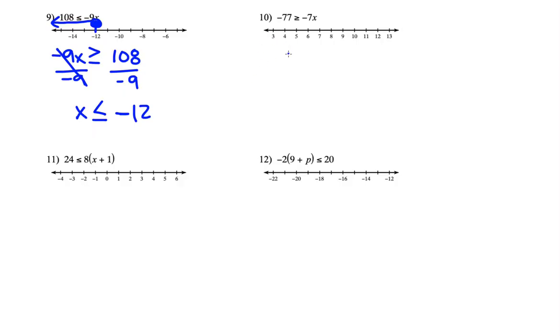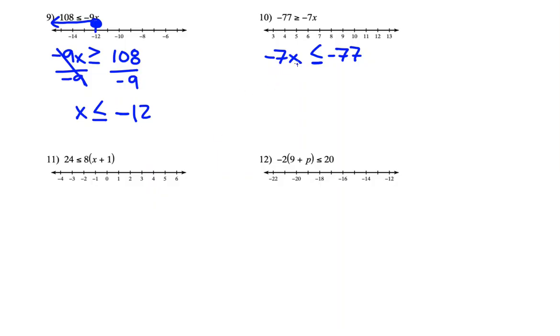Let's take a look at problem number 10. I have negative 7x and negative 77. And the negative 77 gets the big side. This is the bigger part right here. So I'm going to flip the sign around to make the alligator eat the bigger side, and it's greater than or equal to.